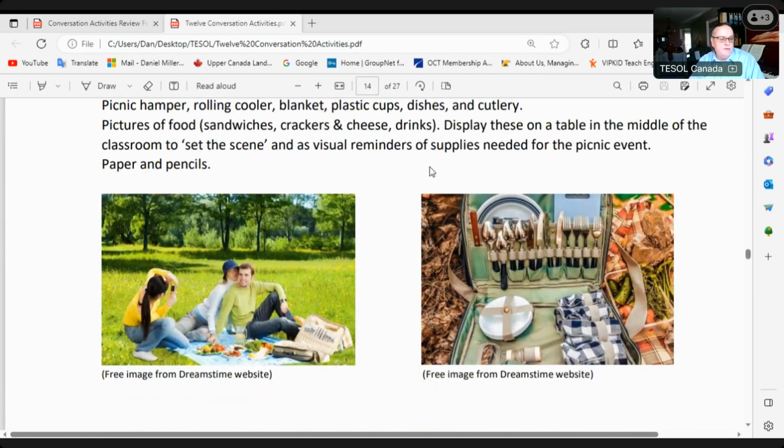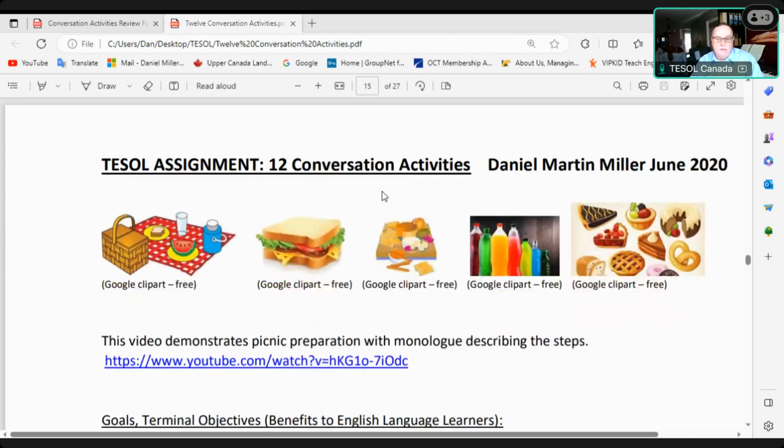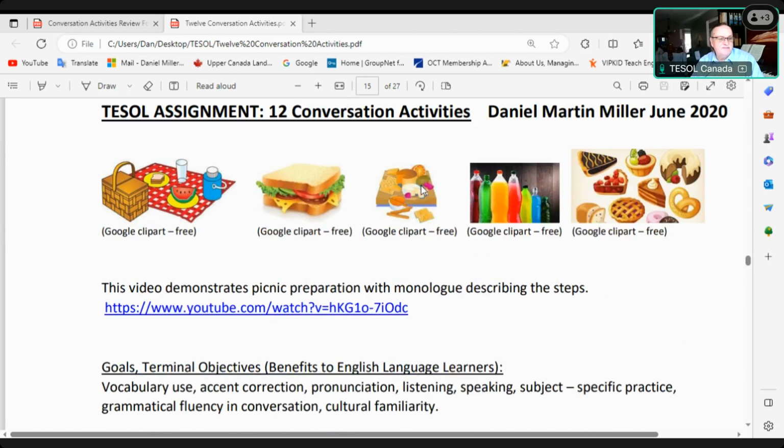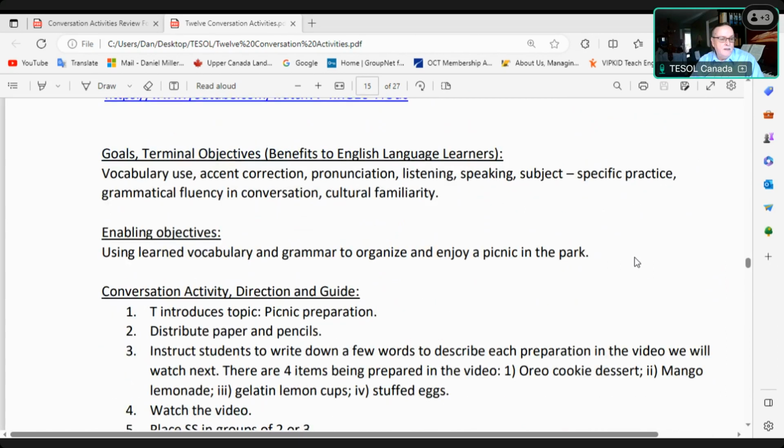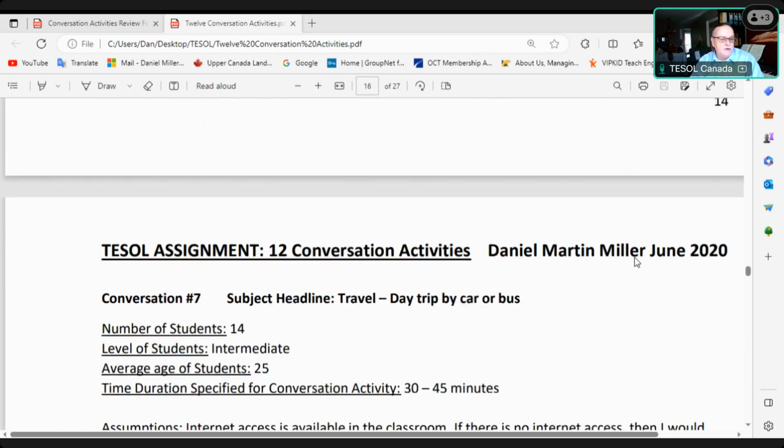This was a favorite lesson that I put together about going for a picnic in the park. Anything related to food is always exciting for me. Look at these desserts. Don't they look good? All of these pictures I took from Google Clip Art. Everything is free on Google Clip Art, so you can get pictures there and other places as well. But always give your source for your pictures.